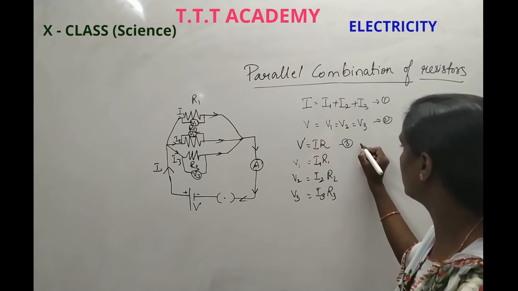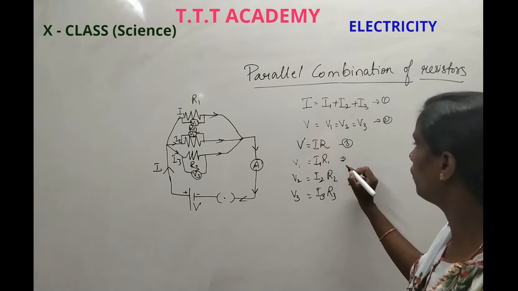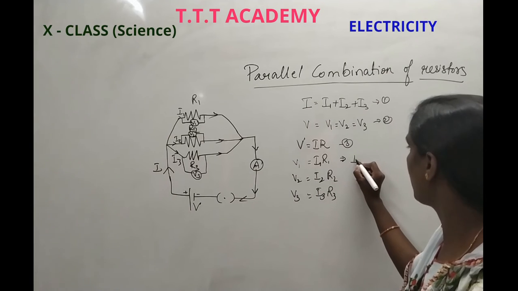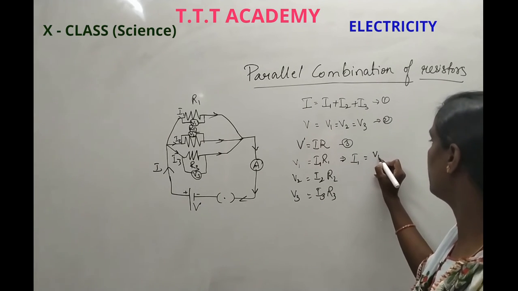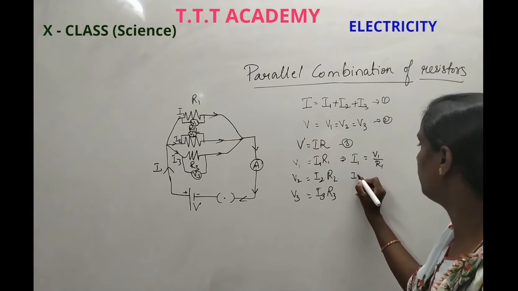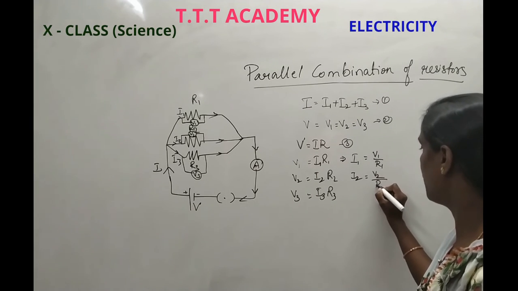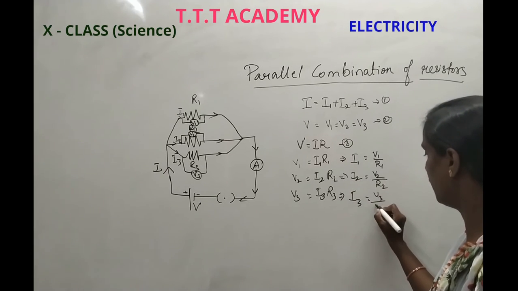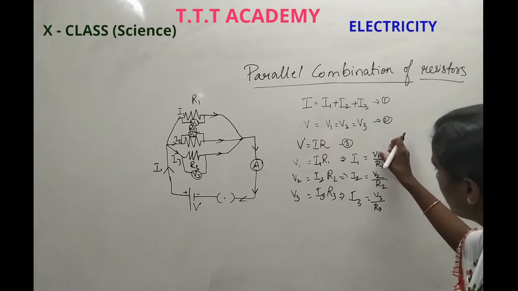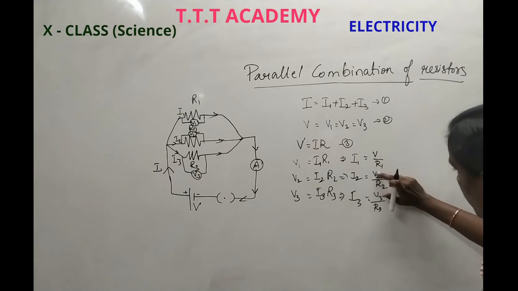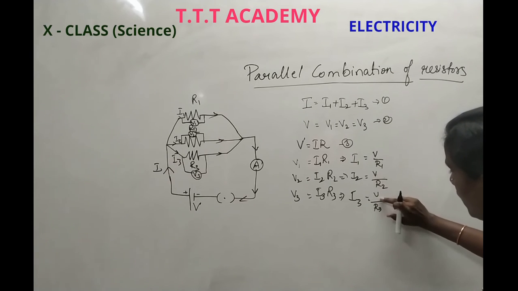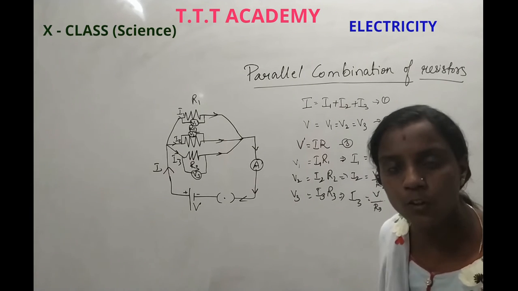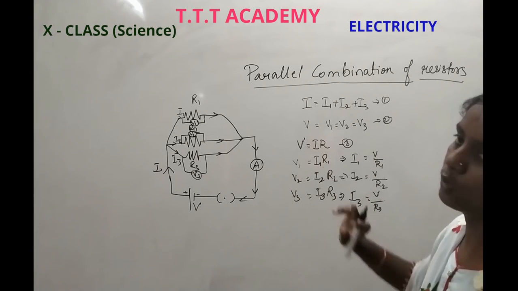So before taking that first equation, here what will we do? We are substituting in this equation. So here I1 will be equal to V1 by R1, I2 will be equal to V2 by R2, I3 will be equal to V3 by R3. Now, this V1 I am writing as V only, V2 also as V only, and V3 as V itself, because we already know V1 is equal to V2 is equal to V3, that is equal to V.